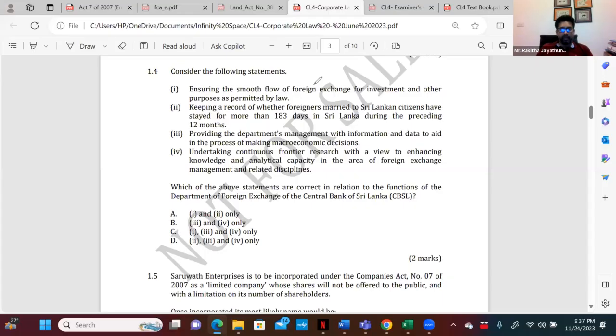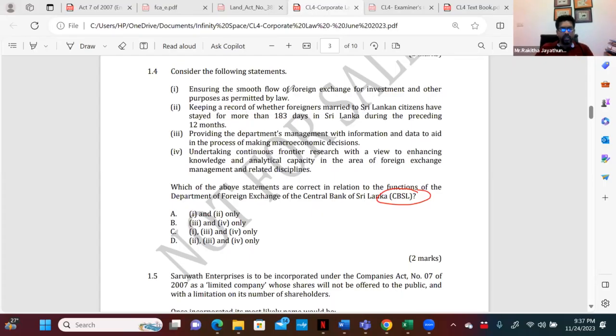Which of the above statements are correct in relation to the functions of the Department of Foreign Exchange of the Central Bank of Sri Lanka, CBSL? Again, something you need to memorize because it's not in the Companies Act. Therefore, you have to memorize the functions. But sometimes even if you use a little bit of common sense, you might be able to get the correct answer, right? Let's see.